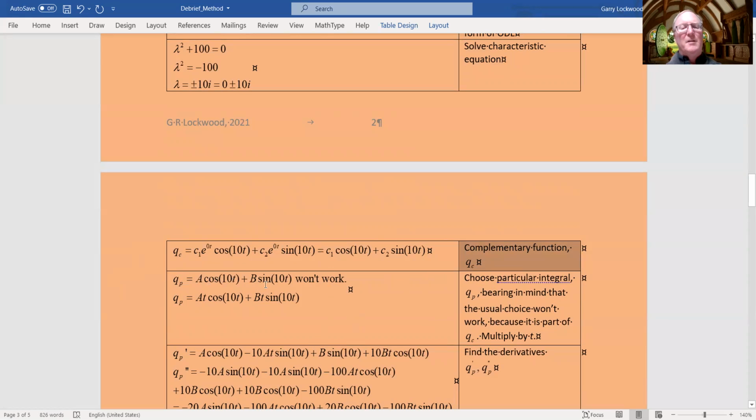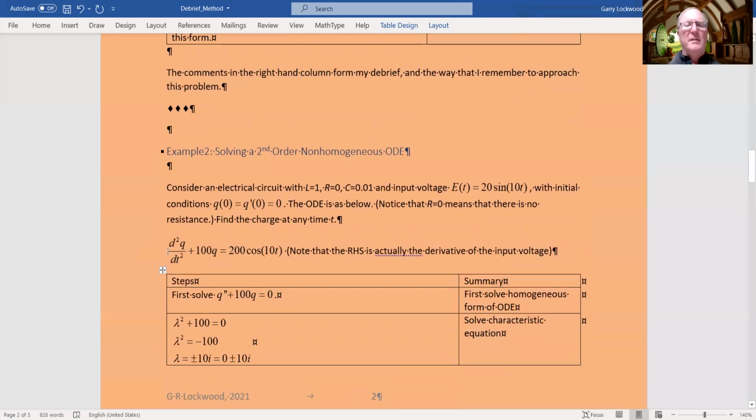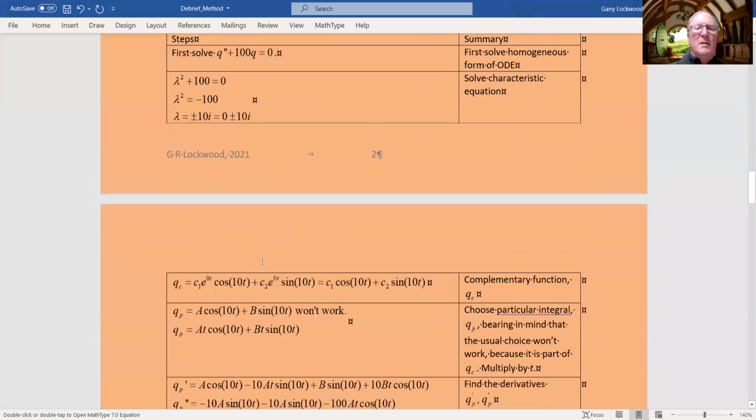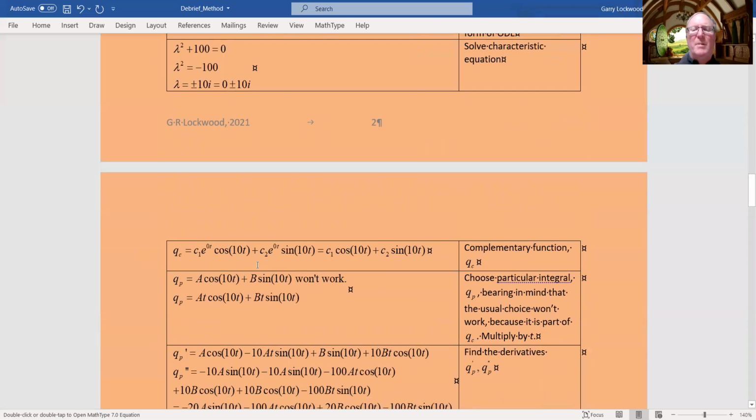Now, the next step is to realize that QC is the solution of this equation if we make the right-hand side 0. QP is some solution of this with the right-hand side equal to 200 cos 10t, as it should be. And that's what we call a particular integral or particular solution.